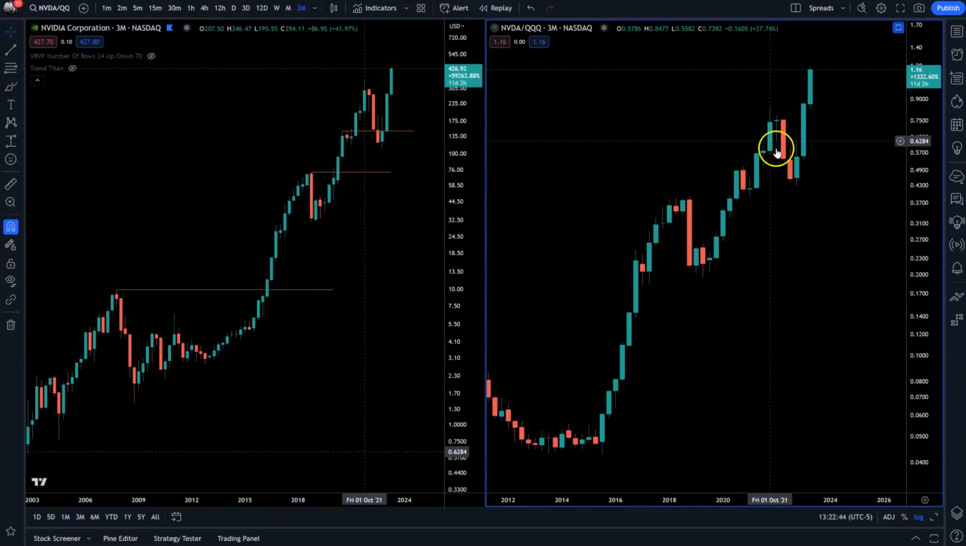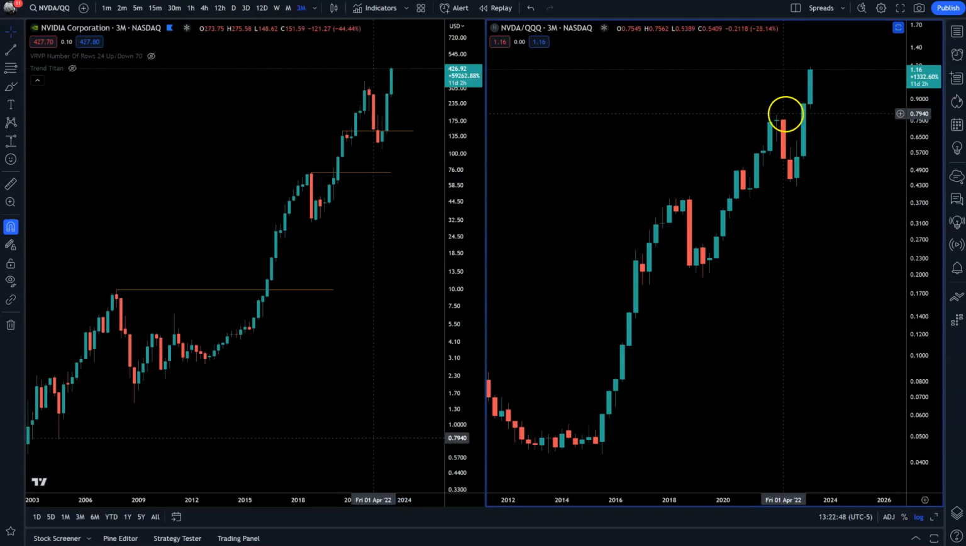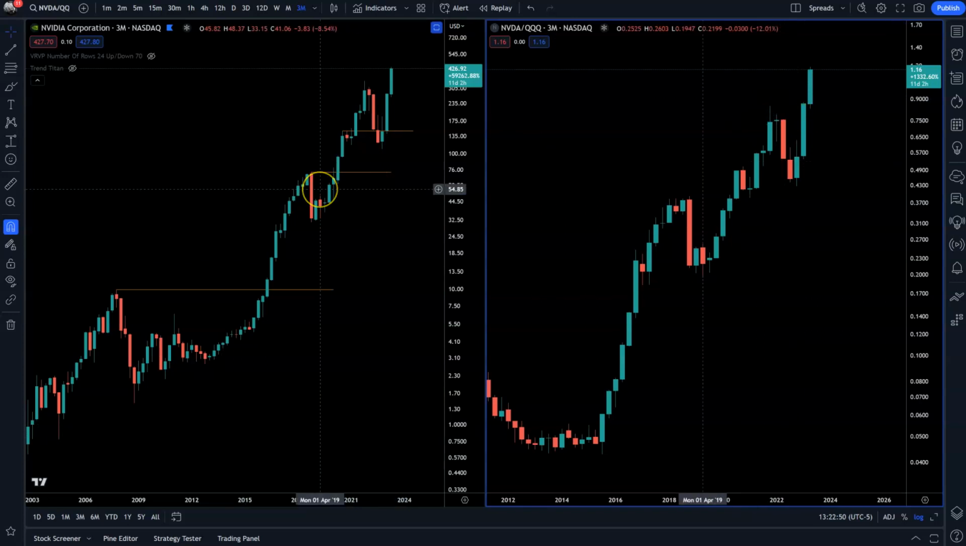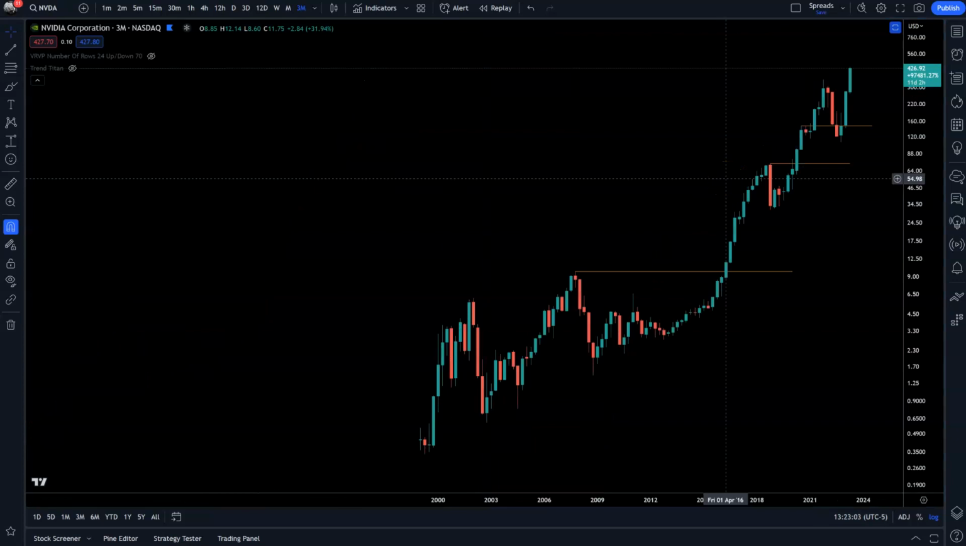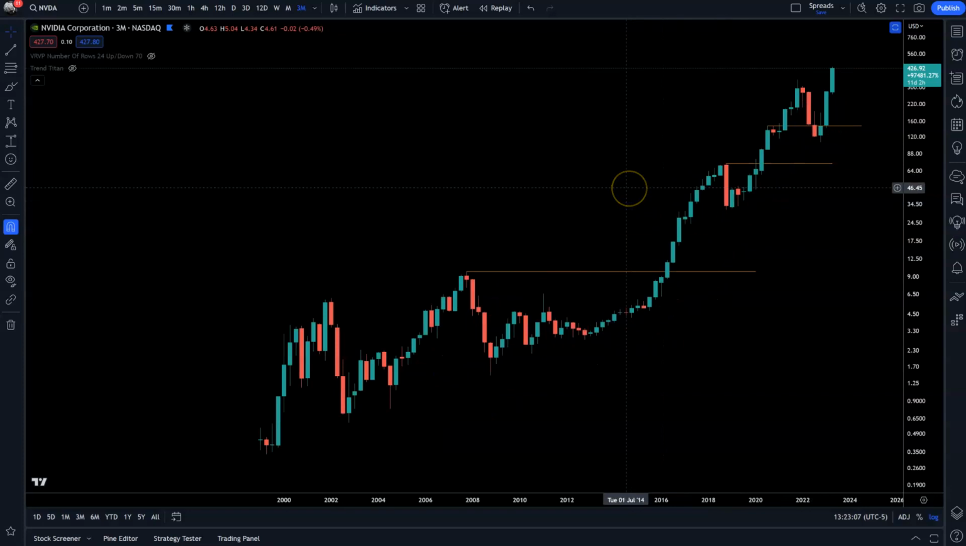A third way to use it is to look for divergences. For example, if we start seeing divergences where NVIDIA is putting in lower highs versus QQQ, but higher highs versus US dollars, that's probably a sign that stock may be about to turn the corner. I could go on and on for hours about relative strength. This is probably one of my favorite strategies, but the main point I want to leave you with is this does work in every time frame.